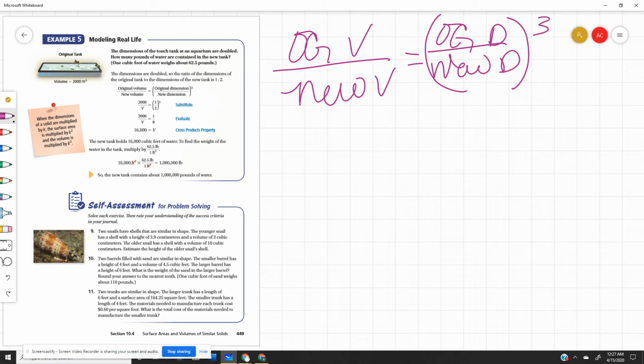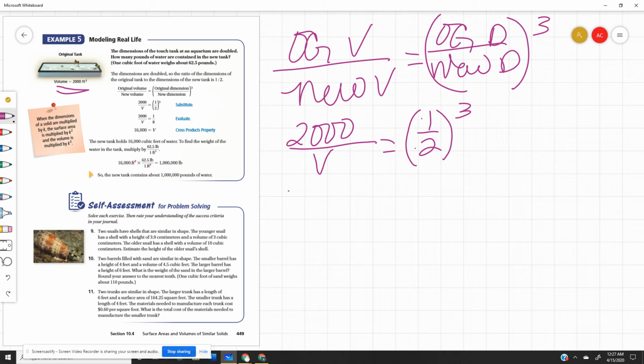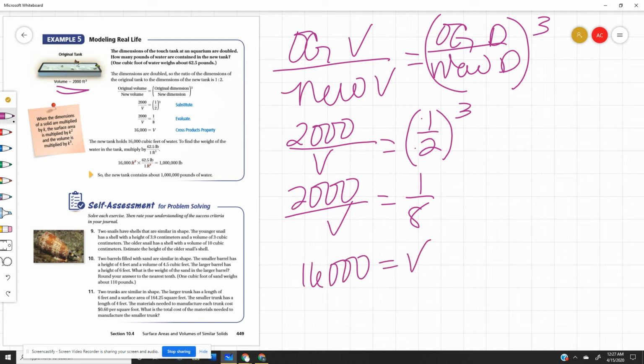Okay? The OG volume, we know. The original volume, right here, 2,000. We don't know the new volume. Okay? So V. And we know that the relationship is 1 to 2. It's doubling. Okay? So for every 1 in the original, we have 2 in the new. Does that make sense? Okay? So that gives us 2,000 over V is equal to 1 over 2 cubed. 2 times 2 times 2 is 8, not 6. 8. Okay? 8 times 2,000 is 16,000. So 16,000 equals the volume.